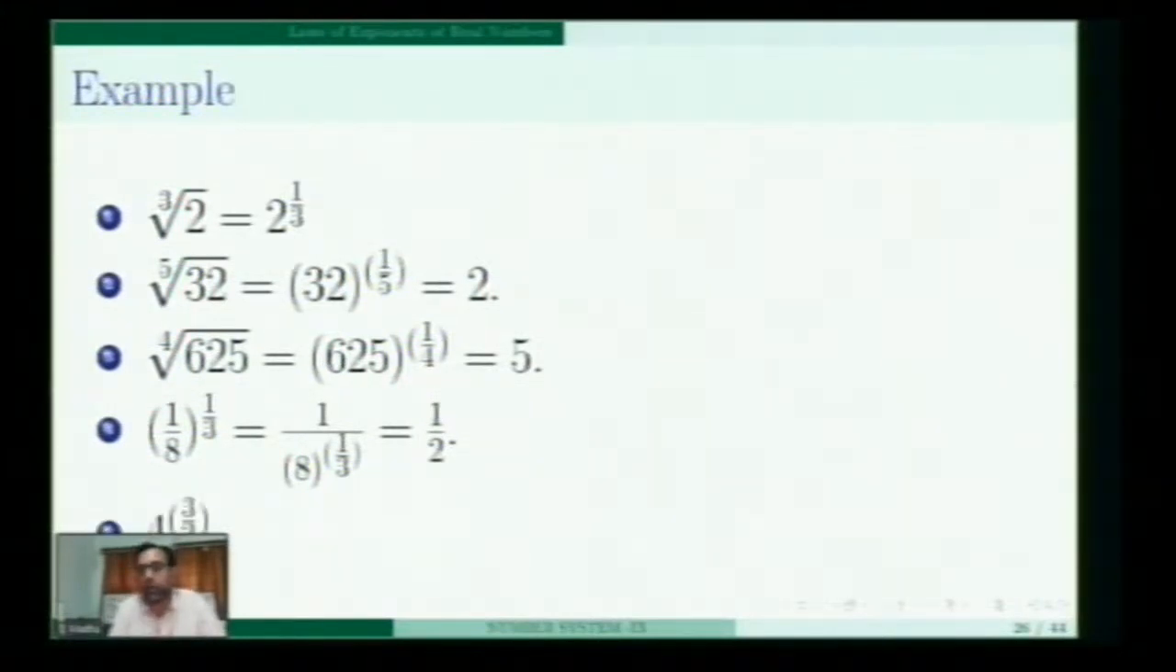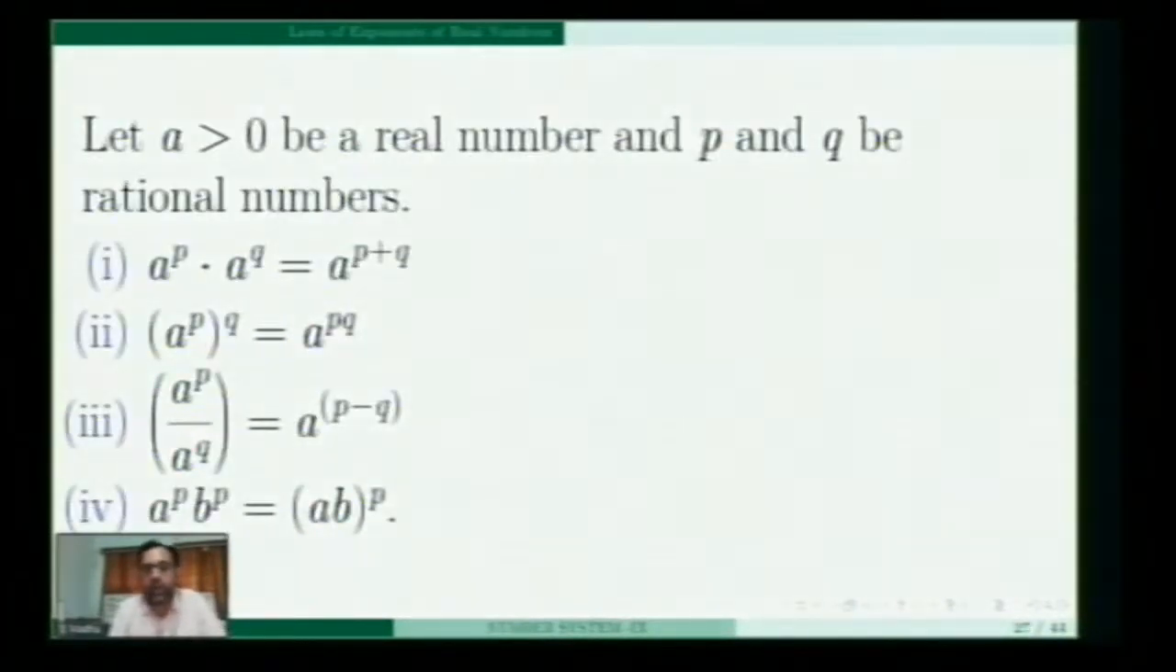Next one is 4 to the power 3 by 2. There are two methods. One method I am explaining now. Another method is in the textbook, you can see that one. 4 to the power 3 by 2 is 4 to the power 1 by 2, cubed. 4 to the power 1 by 2 is the square root of 4, whole cube. So the square root of 4 is 2. 2 cubed is 8. That is, 4 to the power 3 by 2 is 8. So with that, we are extending our laws of exponents to rational numbers.